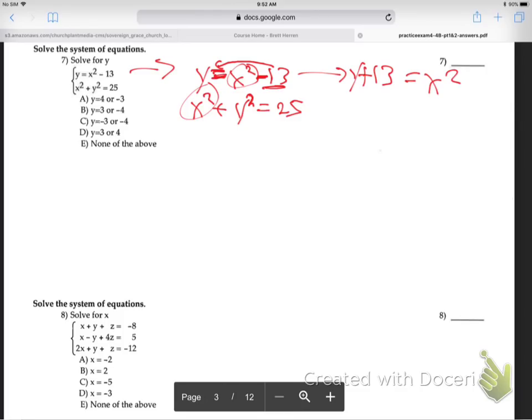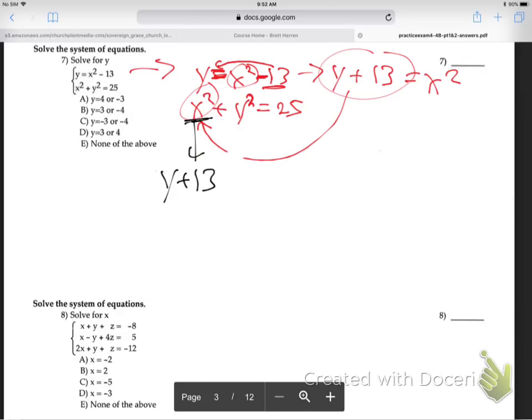Can you read all my scribbles here? So x squared is y plus 13. Then grab that and put it in for x squared right there. Let me change the color. Right here, this becomes y plus 13 plus y squared is 25. Do you see that? That looks much better. In the place of this x squared, I put y plus 13, which is what x squared is equal to from the first equation.